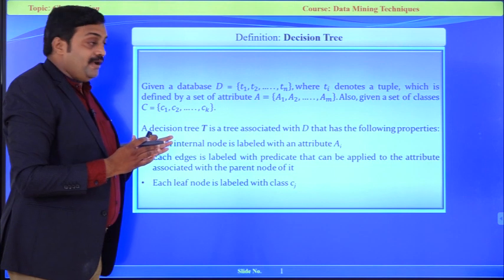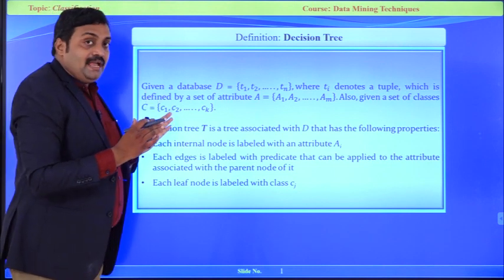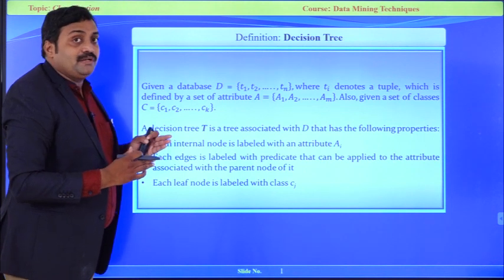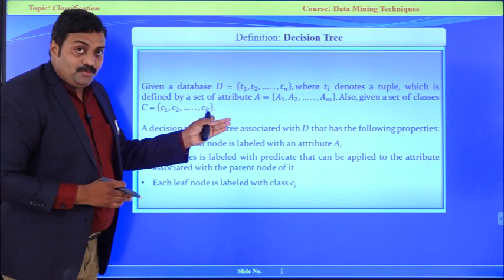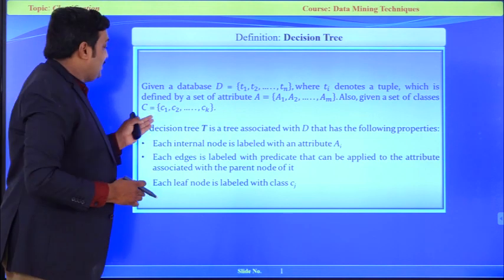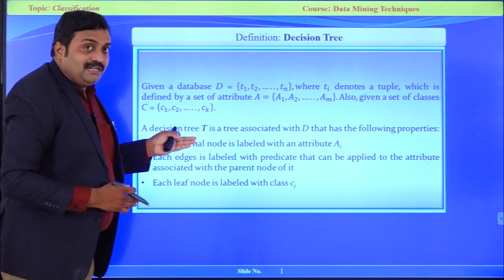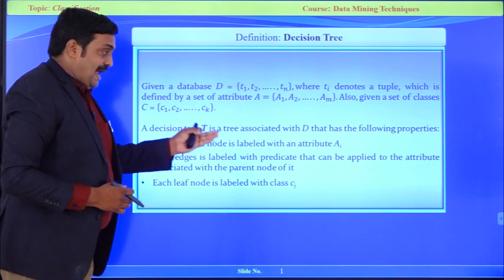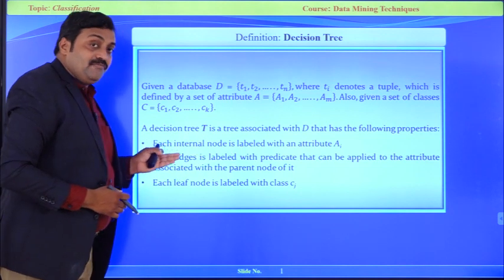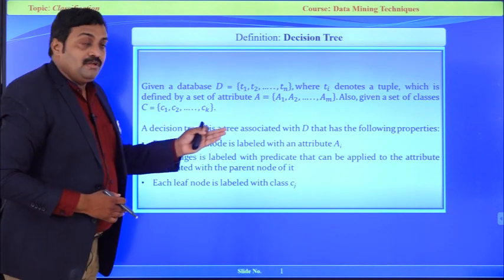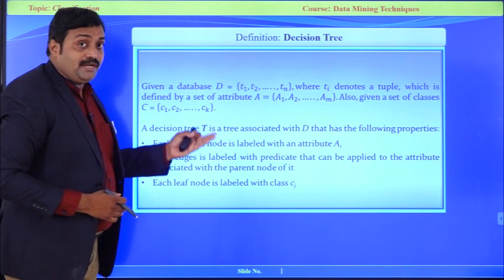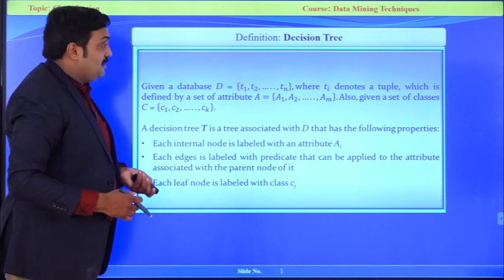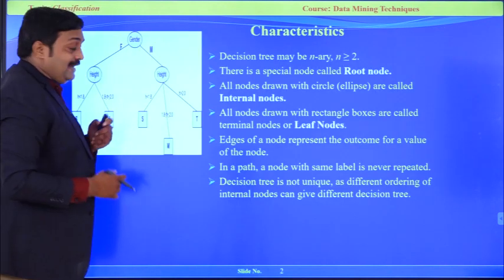So, whenever we have the database D with tuples T1 to Tn, where each tuple is defined by a set of attributes, and also given classes C1 to Ck, from that we derive internal nodes from the attributes, and each edge between the internal node and parent node gives the relation, how it is associated, and finally the class is given as a leaf node. Okay. Let us see a simple example and characteristics.